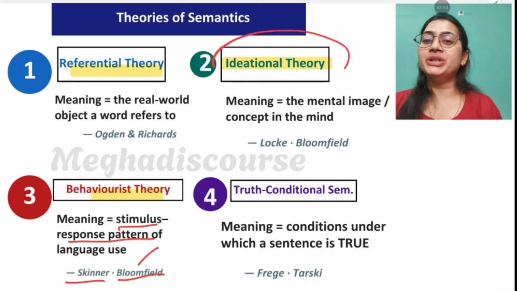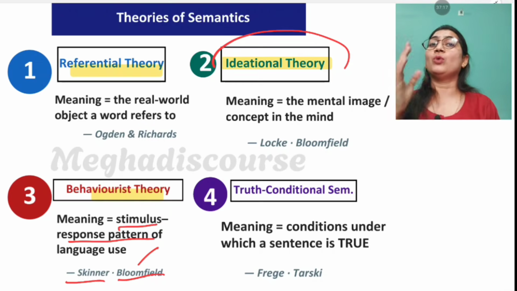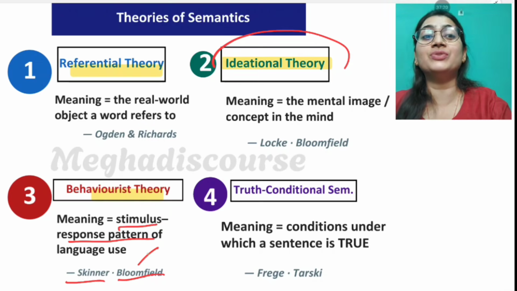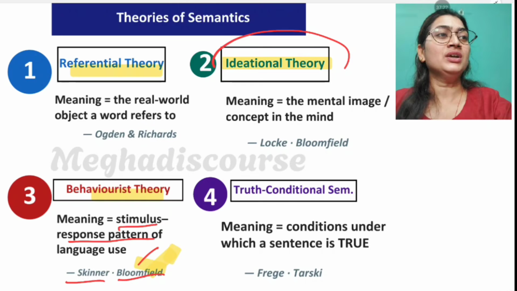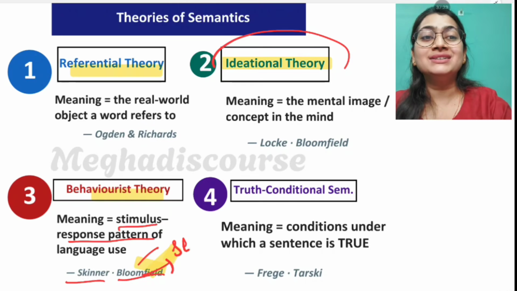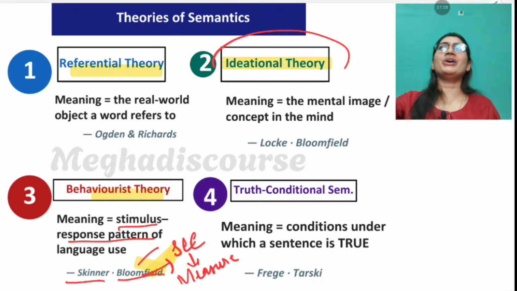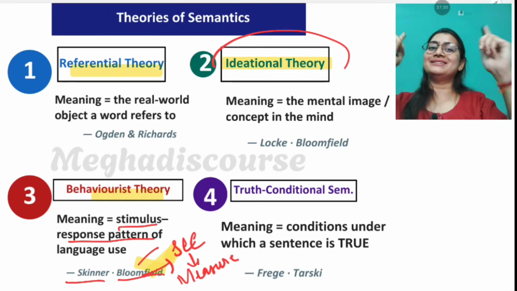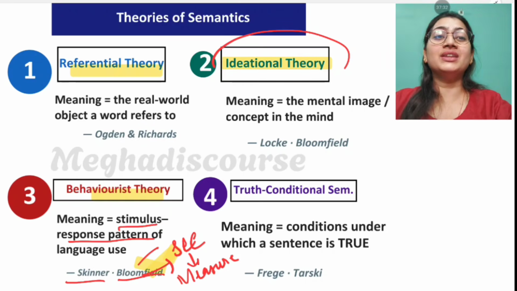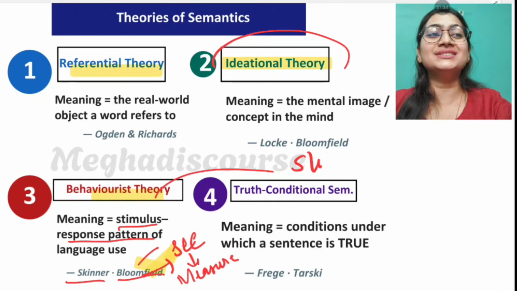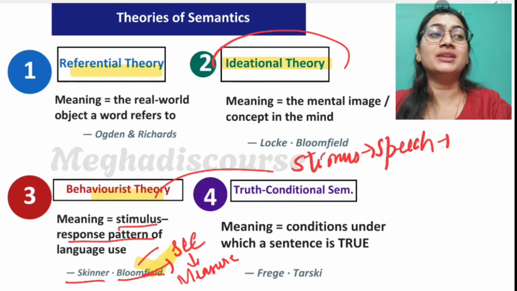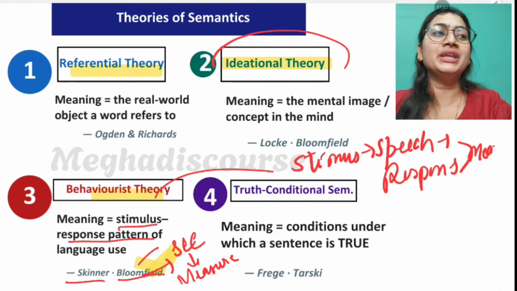Because we cannot communicate, and for communication, we need what we can see and what we can measure. So he has given the theory of see and measure. He says what we are seeing and what we are measuring, then we can communicate. So he has given the concept of stimulus, then speech, then we have to response, and they all give us meaning.